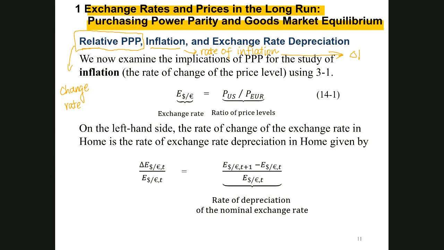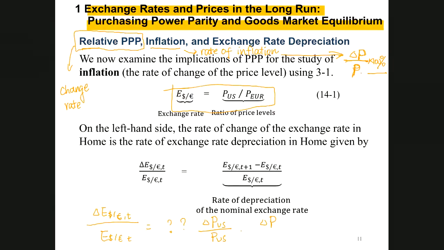If you're using mathematic terms, usually it's this: the change of the price level over the original price level times 100%. Now we have the original absolute PPP, and we try to figure out the exchange rate change. What is its relationship with the price change in the US and the price change in the Euro area?